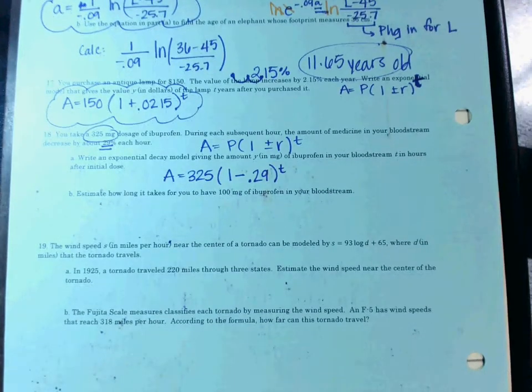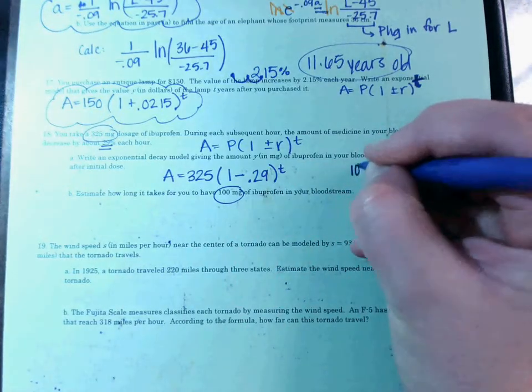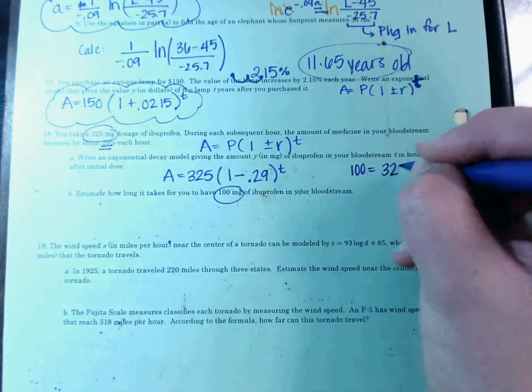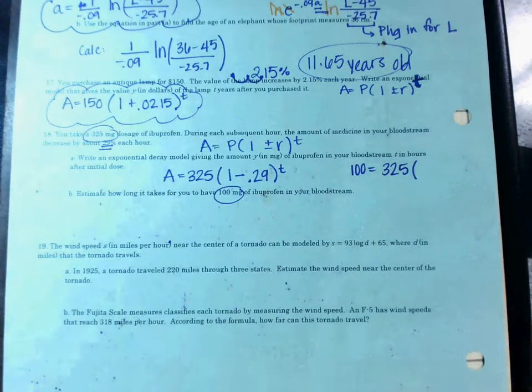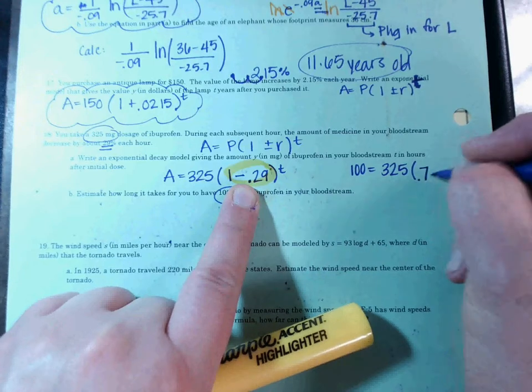Then in part B it says estimate how long it will take for you to have 100 milligrams of ibuprofen. Are you plugging in 100 for your t or setting it equal to 100? Equal, because 100 milligrams you're going to set it equal. So it'll be 100 equals 325. And then remember, what I would do is crunch this together in your calculator just to make it an easy number. What's $1 minus 29 cents? 71 is your base to the t.